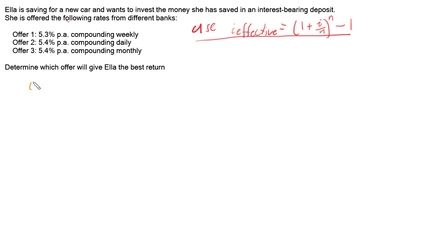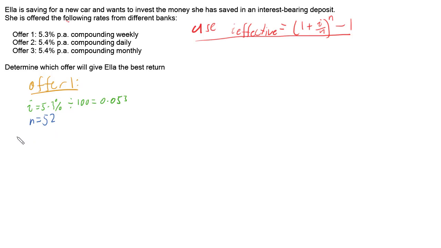So if we have a look at offer 1, and we work out little i and n. So i is 5.3%, but we want to divide that by 100 to get it to be a decimal, so we have 0.053. And n is how many times it compounds each year. We've got compounding weekly, and there are 52 weeks in a year.